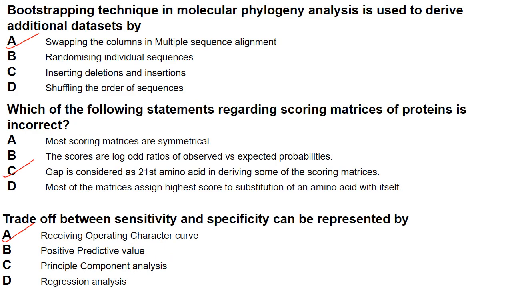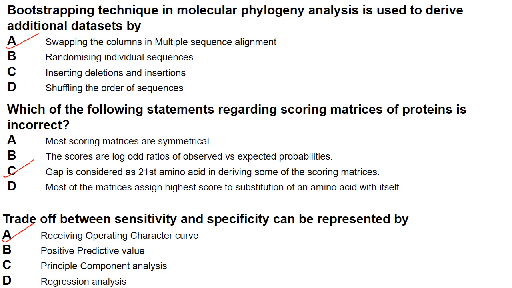Bootstrapping technique in molecular phylogeny analysis is used to derive additional data sets by... So, it is through additional data sets by swapping the columns in multiple sequence alignment. Answer is option A. Then next one.